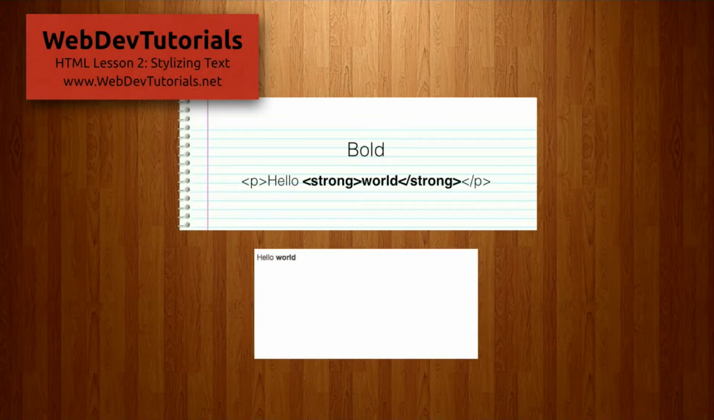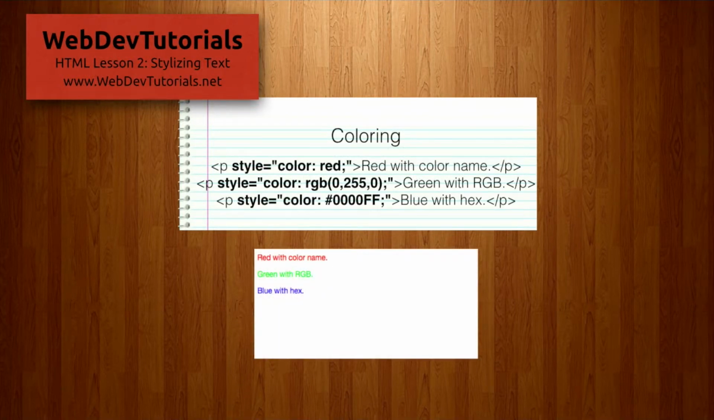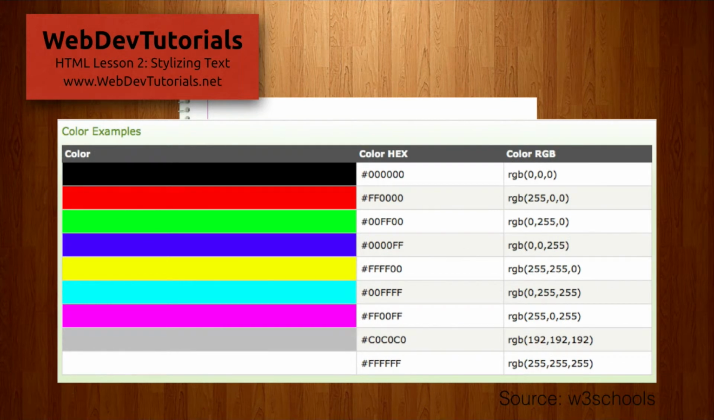To display text in bold, italics, or underlined, we can use the strong, EM, and U tags. To color text, use the style attribute. It is important to note that the style attribute contains CSS, a different language used to stylize a web page. Define color in the style tag like this. This table displays some common color names, hexadecimal codes, and RGB codes.